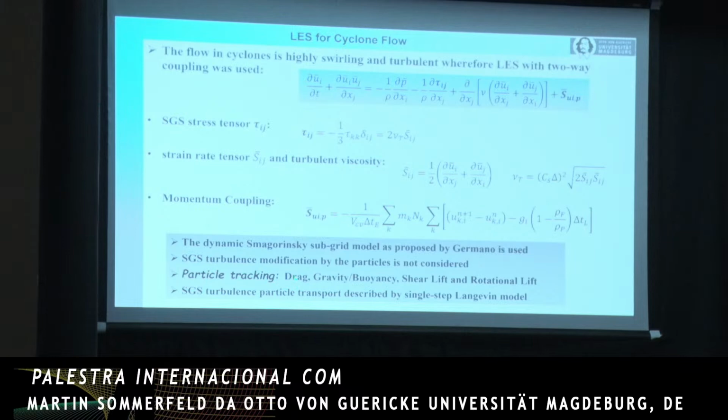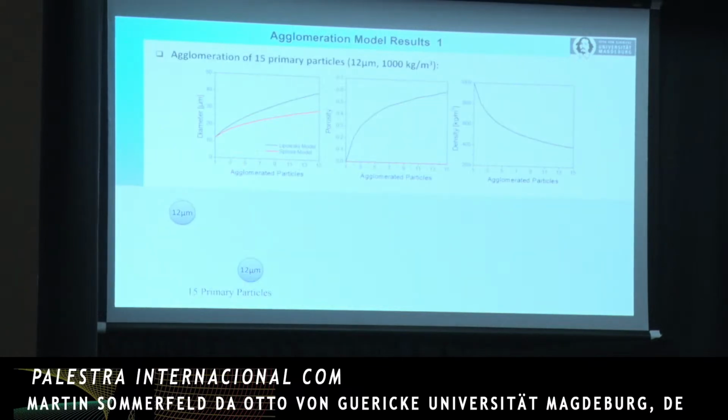Particle tracking is done with drag, gravity, buoyancy, shear lift, and rotation. Although the particles are less than 20 microns, we consider rotation. Normally, the viscous damping is very strong. So, this is the agglomeration model.